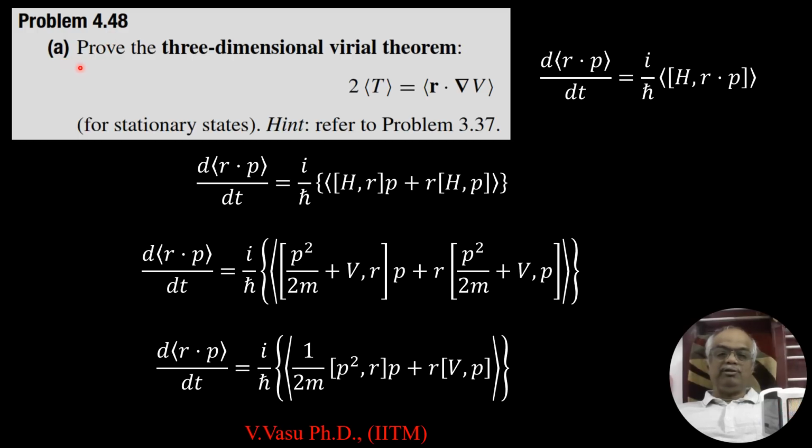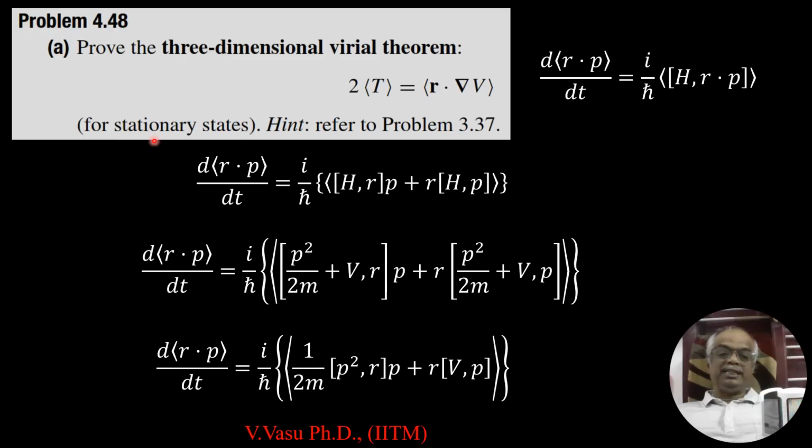Today we will solve problem 4.48 of Griffiths' third edition Introduction to Quantum Mechanics. The problem consists of three parts. Part 1 is to prove the three-dimensional Virial Theorem: 2 times the expectation value of kinetic energy is equal to the expectation value of R dot gradient V.